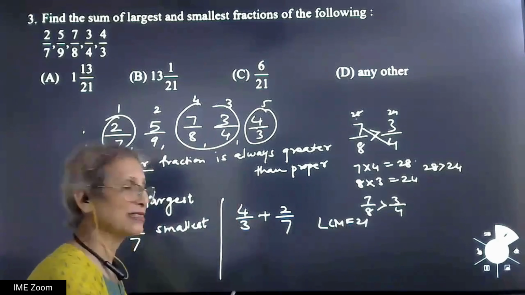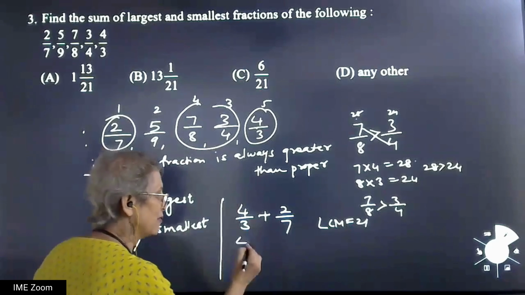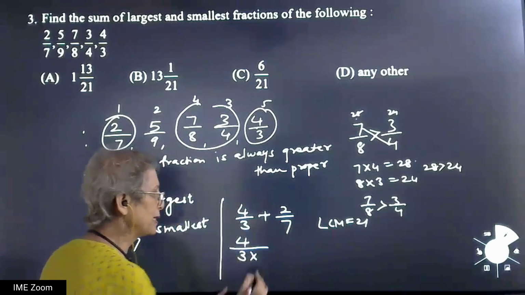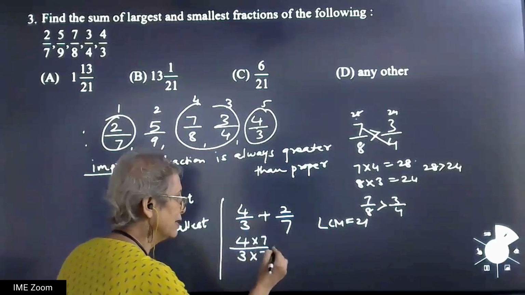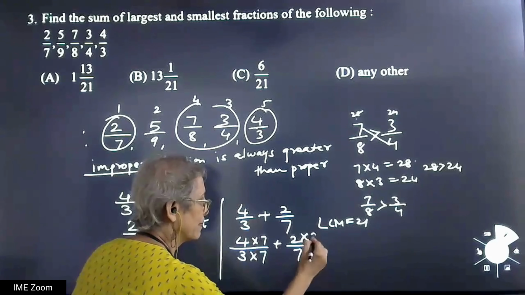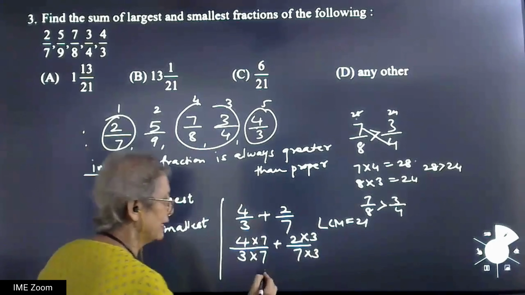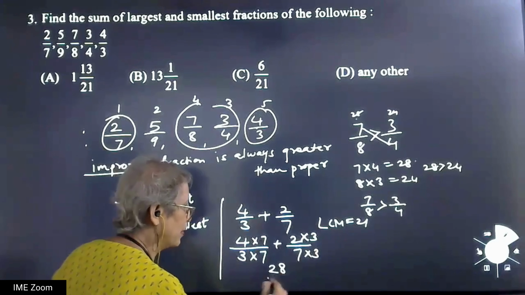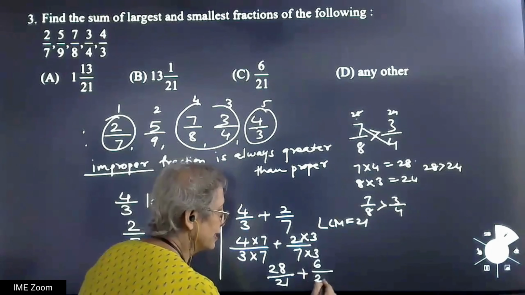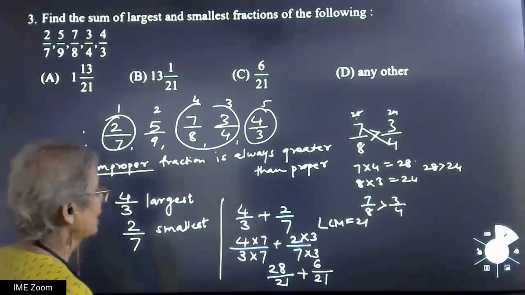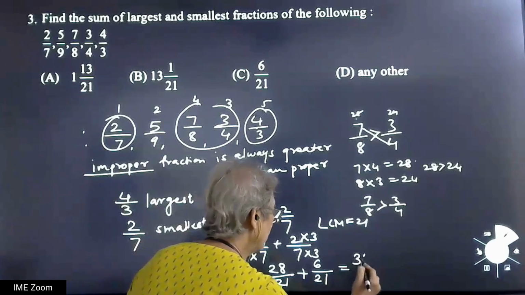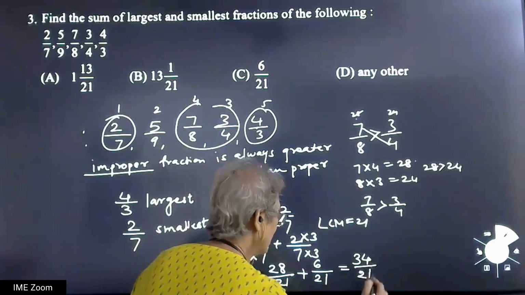Now equivalent fractions. We have to make fractions with denominator 21. So multiply this by 7 and then this by 3. And now we will get 28 upon 21 plus 6 upon 21. And now add them together. This will be 34 upon 21.